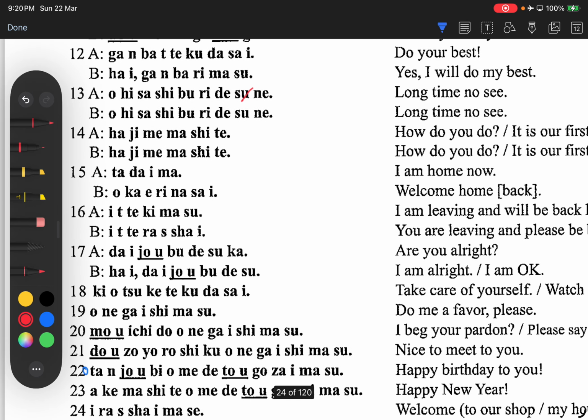15. Tadaima. So tadaima means I am home. So when you're home, someone has to greet you back. So they will say, okaeri nasai. Nasai means something like please. So okaeri means return or balik kampong. So come back. So okaeri nasai doesn't mean come back please, but rather it means like welcome back.